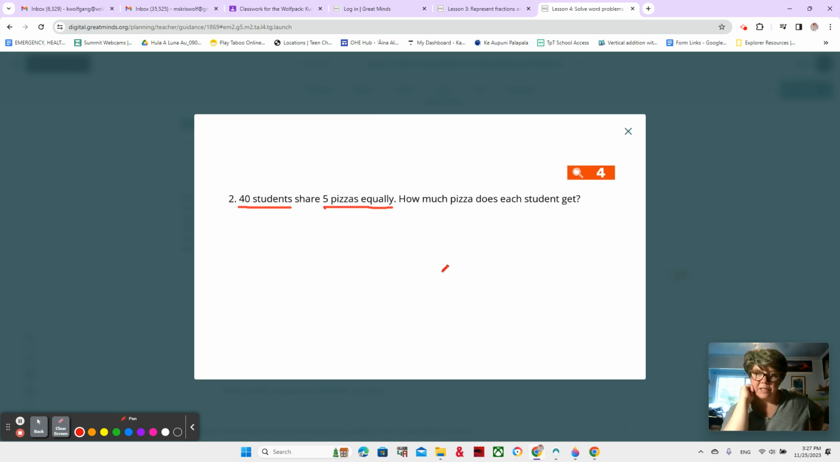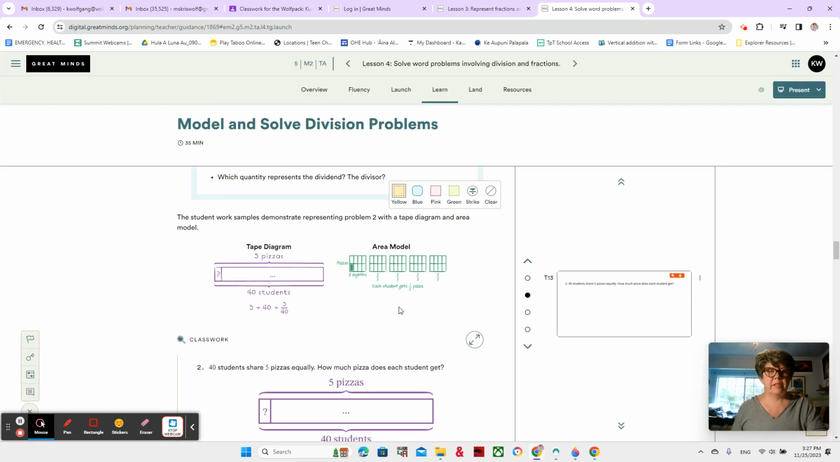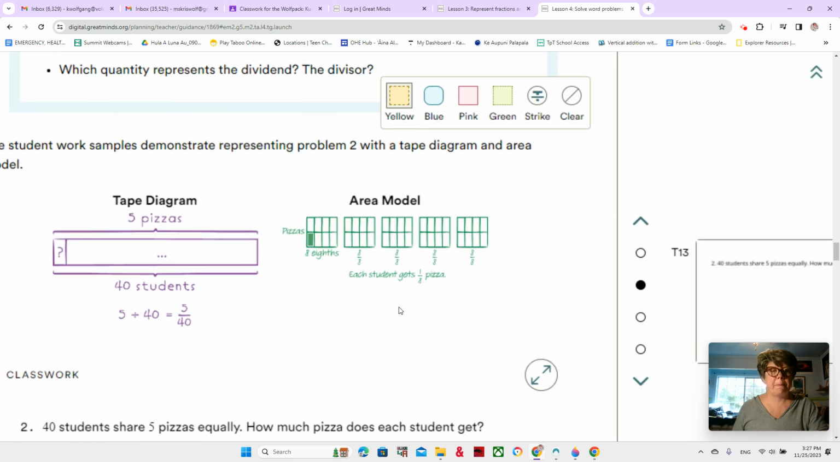Think about what's being divided, what's being shared, what can be shared, what can be divided. All right. So I have some examples for us. Let's look at our examples.